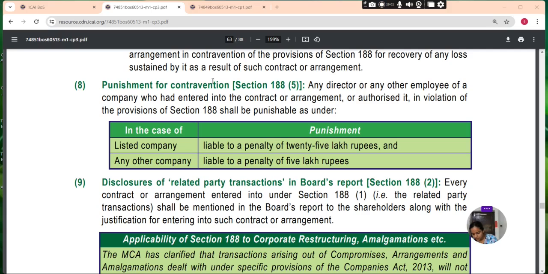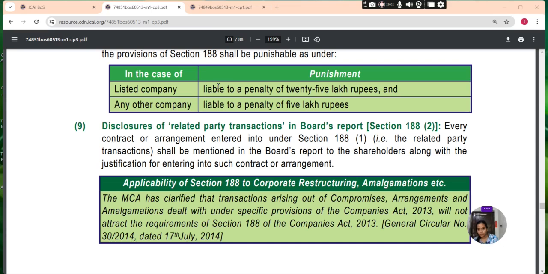उसके बाद डिस्क्लोजर कैसे होगा? रिलेटेड पार्टी इन द बोर्ड्स रिपोर्ट सेक्शन 188. Every contract or arrangement entered into under section 188, the related party transaction shall be mentioned in the board report to the shareholder along with the justification for entering into such a contract or arrangement.